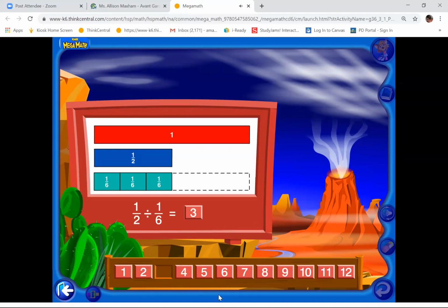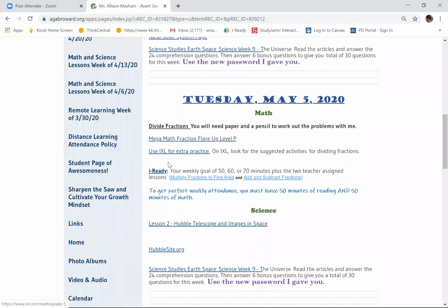Excellent. All right, you're going to continue with this practice. Let me click out of this. And then you can use your IXL for extra practice. Please remember that what is most important is your iReady, okay? Multiply fractions to find area and then add and subtract fractions. You have to do that for your grade. This IXL is for extra practice.